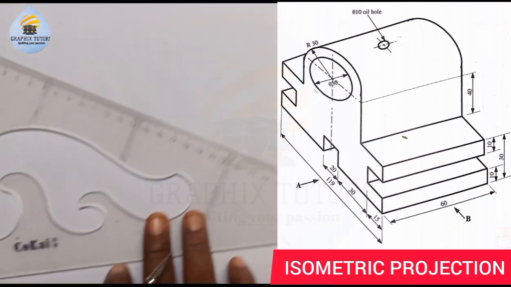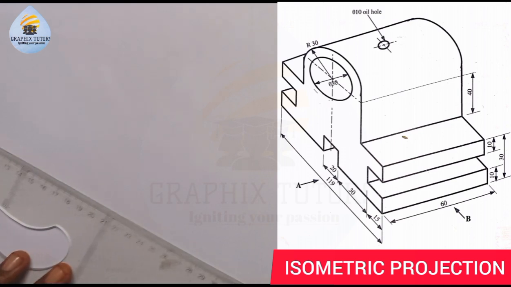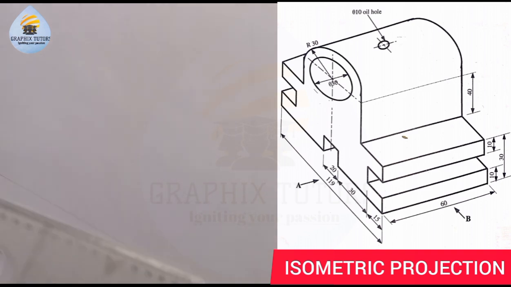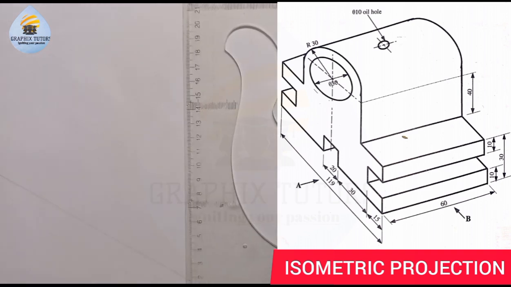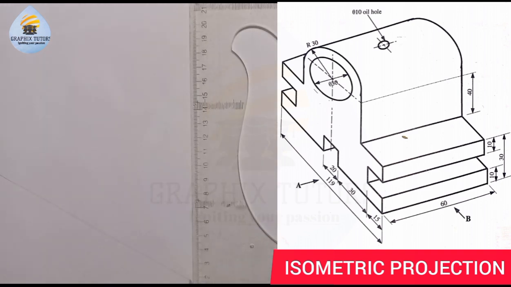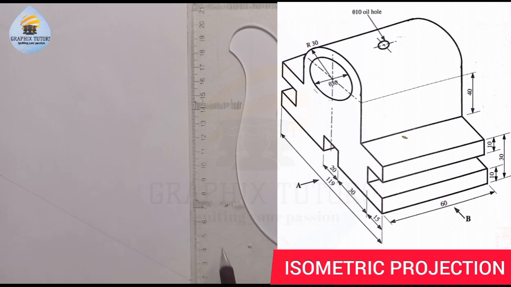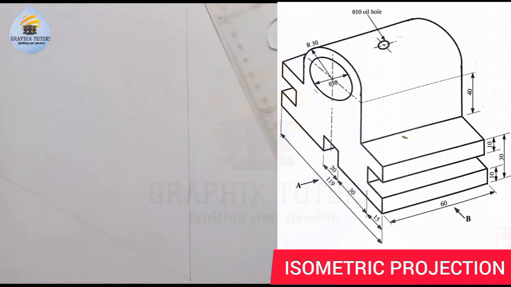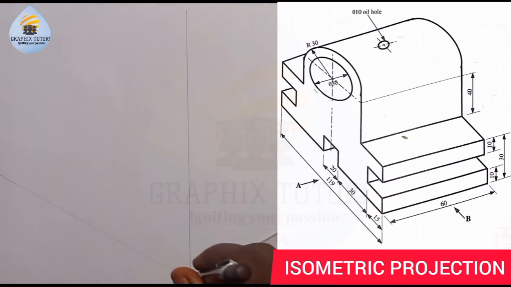So this is the X, right? And this is the Y, then this is the Z axis.